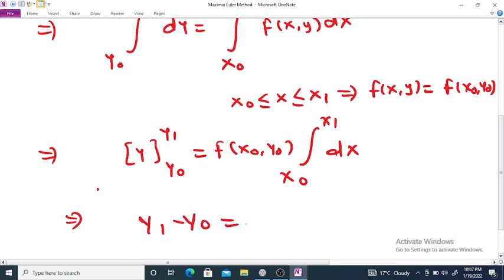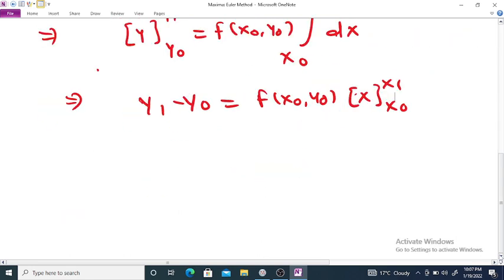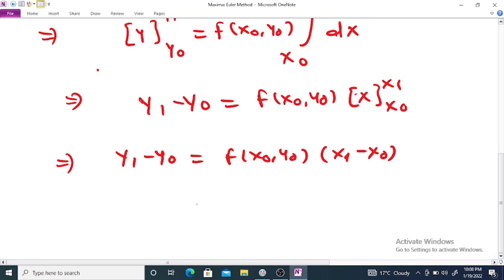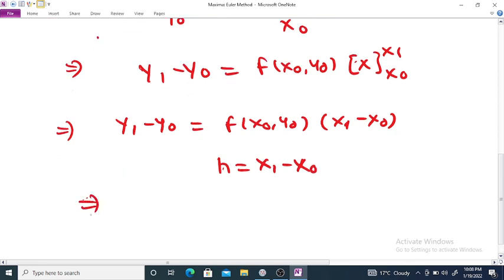So now if we simplify this, if we put upper and lower limit, y1 minus y0 is equal to f of x0, y0 times the integration of dx, which is equal to x from x0 to x1. Again, if we substitute the upper and lower limit, we get y1 minus y0 is equal to f of x0, y0 times (x1 minus x0). Now here we assume that h is equal to x1 minus x0, and therefore we get the formula y1 is equal to y0 plus h f of x0, y0.